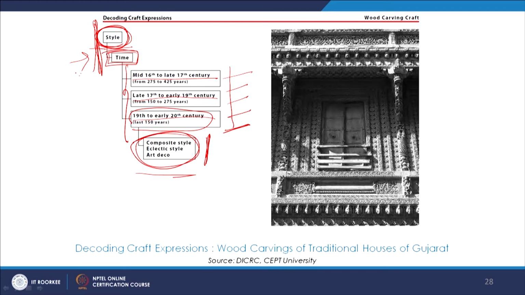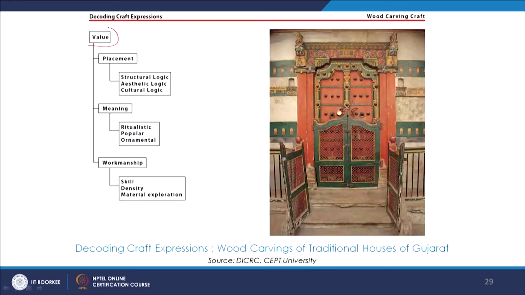where one tries to understand the craft expressions and the interior architecture. When we talk about value, it is discussed in terms of placement, meaning, workmanship. When we talk about placement, it has a structural logic, aesthetic logic, cultural logic. Why is that particular craft placed there? And meaning: is it ritualistic, is it popular, or is it just ornamental? Somebody is doing it because it's a part of their family tradition and ritual, or it's just for decoration, or simply popular and commonly known by the masses.